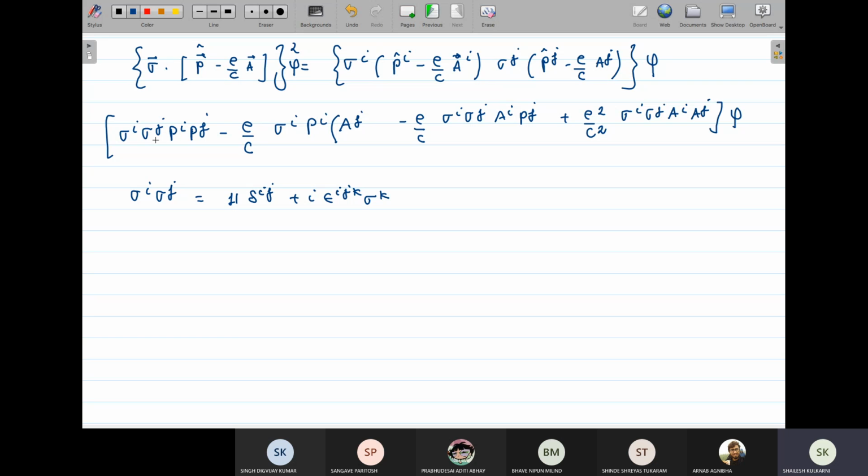You will directly get P squared, because this is symmetric in ij and this is antisymmetric in ij. This term multiplying with this term will cancel, giving 0, so only the delta_ij term will contribute. If I use that, sigma i sigma j p_i p_j is basically P squared.